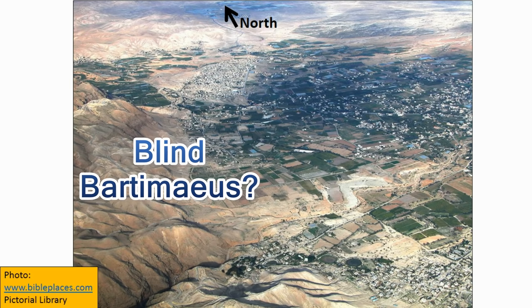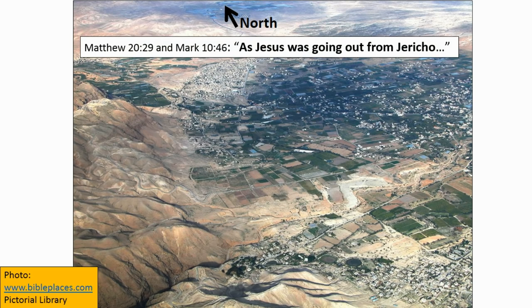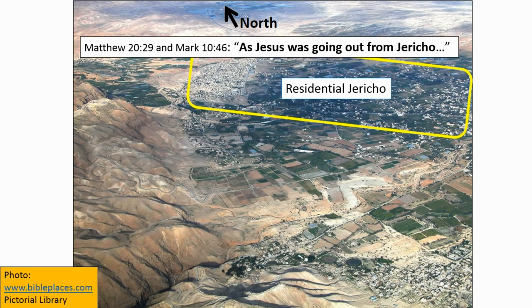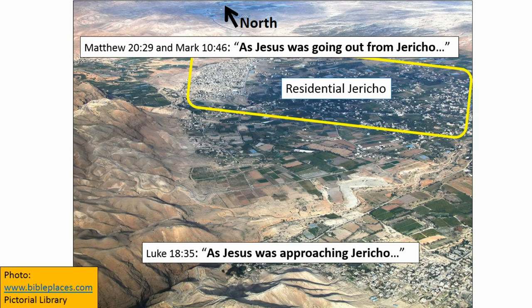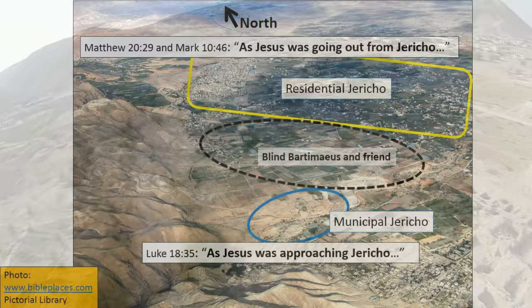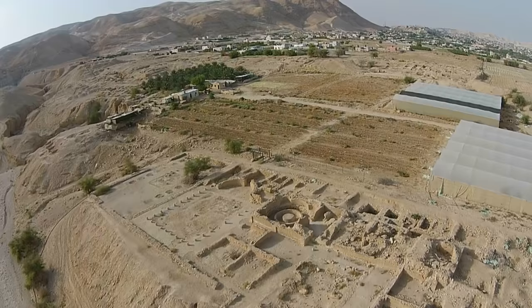Knowing the district breakdown of ancient Jericho helps explain an apparent contradiction in the Gospels regarding the location of the healing of the blind man Bartimaeus. Matthew and Mark state that Jesus met Bartimaeus as Jesus was going out from Jericho, describing the healing from the perspective of residential Jericho. On the other hand, Luke describes the healing from the perspective of municipal Jericho, saying that Jesus was approaching Jericho. The healing would have taken place on a road between the Jericho districts.